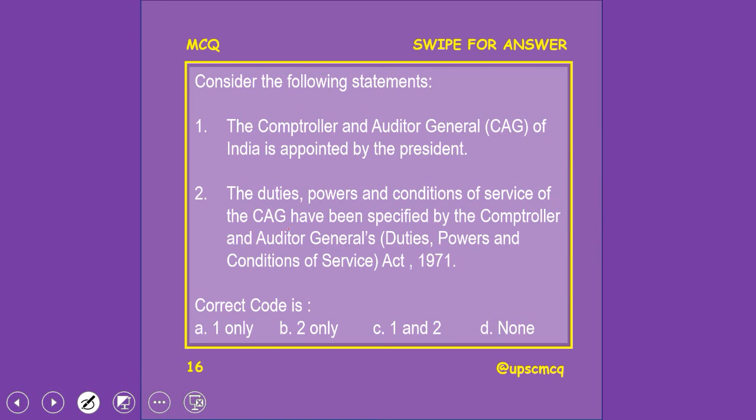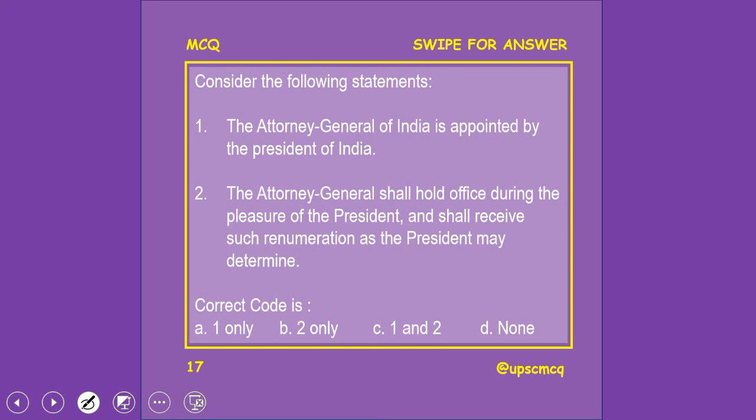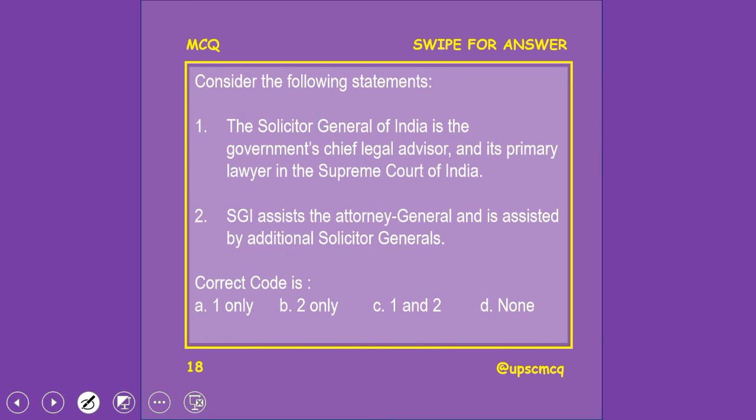Now, the Comptroller and Auditor General is appointed by the President. This is correct. Duties, powers and conditions of service of the Comptroller and Auditor General have been specified by the CAG Act 1971. Correct. C. The Attorney General is appointed by the President of India. This is also correct. The Attorney General shall hold office during the pleasure of the President and receive such remuneration as the President may determine. This is also correct. C should be the correct answer.